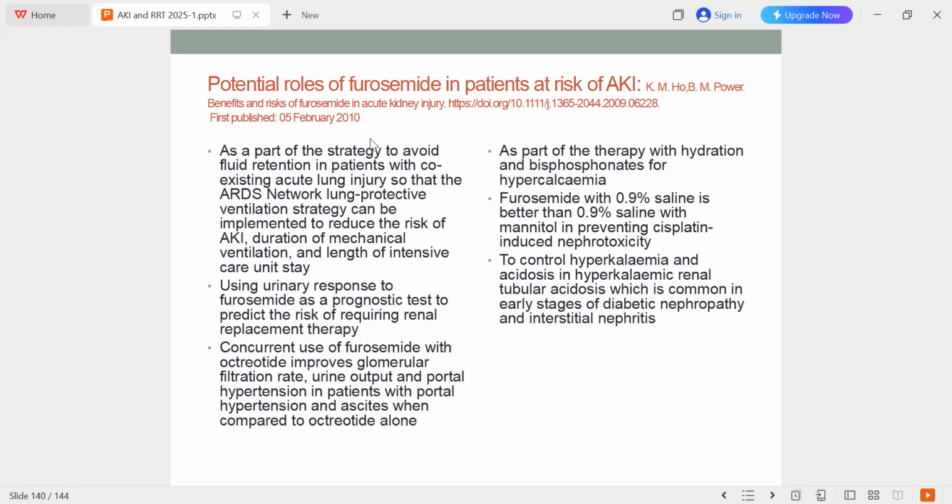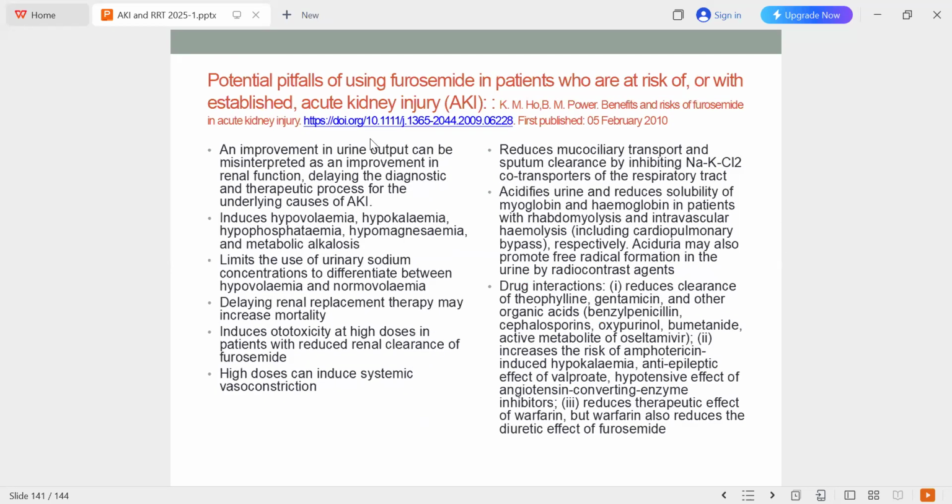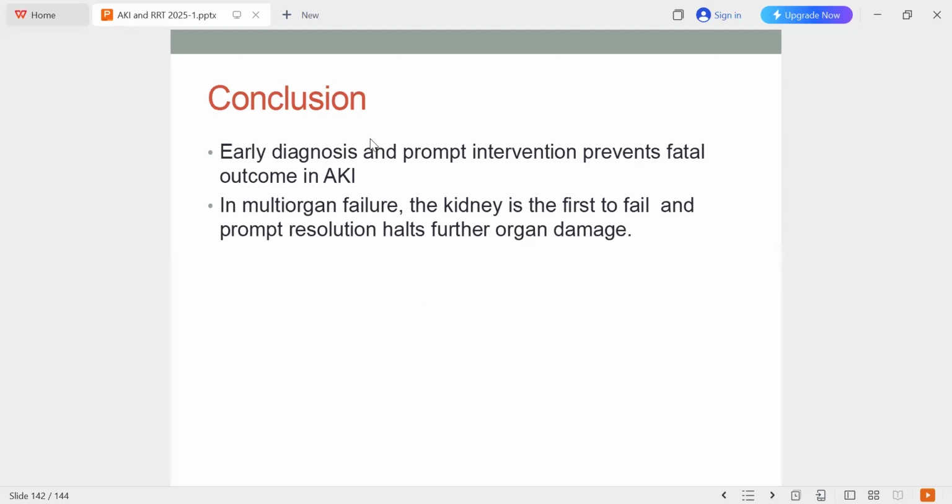Okay, as part of therapy with hydration and bisphosphonates for hypercalcemia, furosemide has found a useful role. Okay, furosemide with 0.9% saline is better than 0.9% saline with mannitol in preventing cisplatin-induced nephrotoxicity. Furosemide has also found a useful role in the control of hyperkalemia and acidosis in patients with hyperkalemic renal tubular acidosis, which is common in the early stage of diabetic nephropathy. All right, I think we should conclude there because of time.